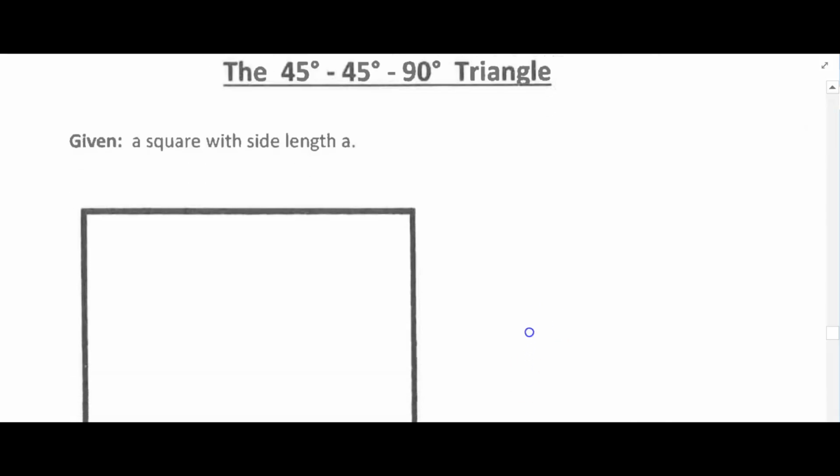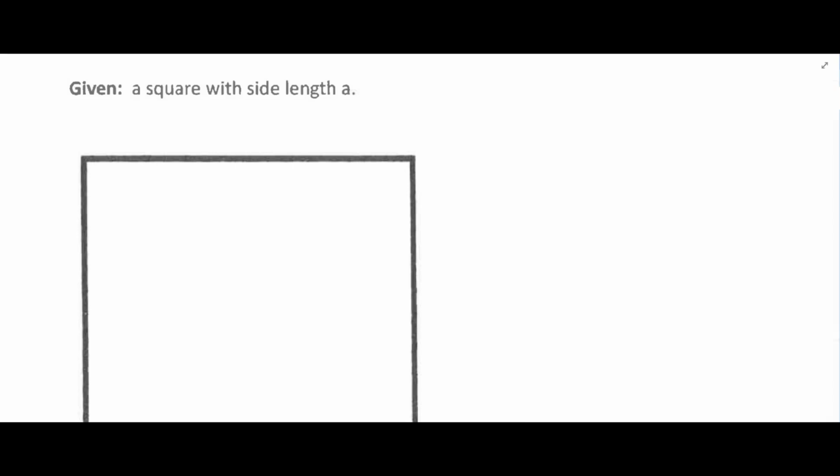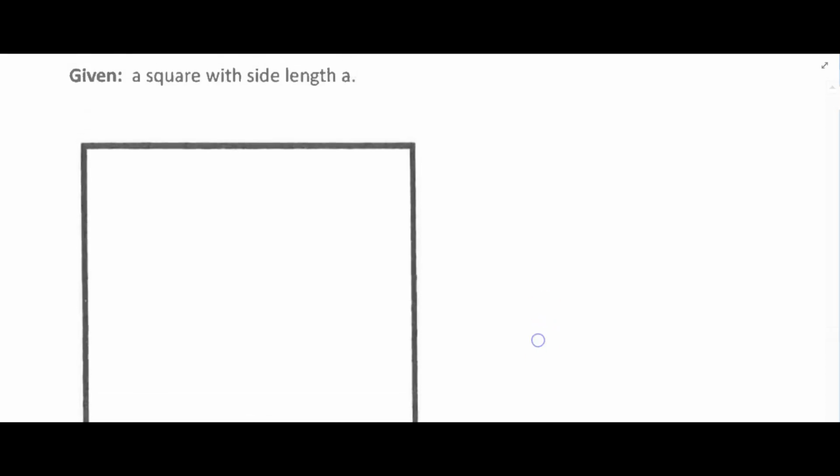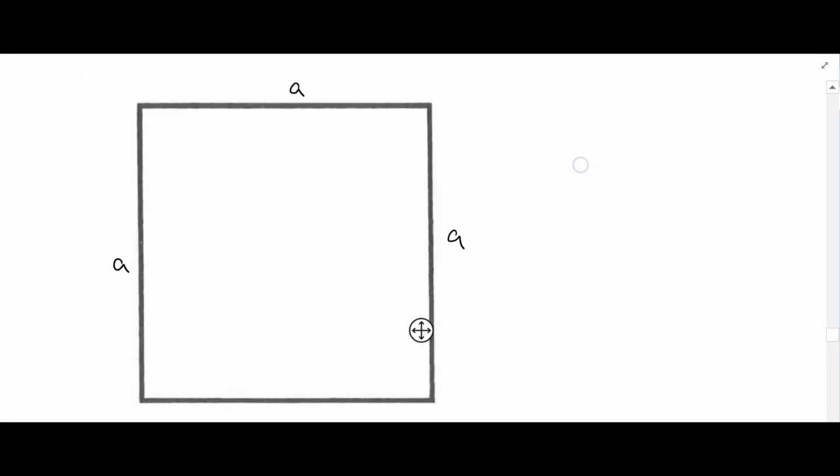So similar to yesterday where we started with an equilateral triangle, today we're going to start with a regular polygon, but we're going to start with a square. So given a square with side lengths A, let's write those in. We have side lengths A, and what we're going to do is draw one diagonal.